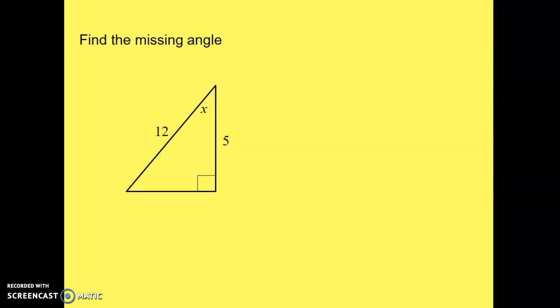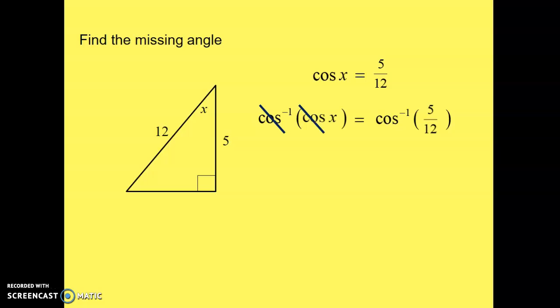All right, last one of these. So again, we're trying to find a missing angle. So if we have x, we have the adjacent side of 5 and the hypotenuse of 12. That means you're going to use the cosine. It's going to be 5 over 12 is your ratio. Do the inverse of cosine on both sides. So the cosines on the left side cancel out. So you get x. And the inverse cosine of 5 over 12 is 65.4.